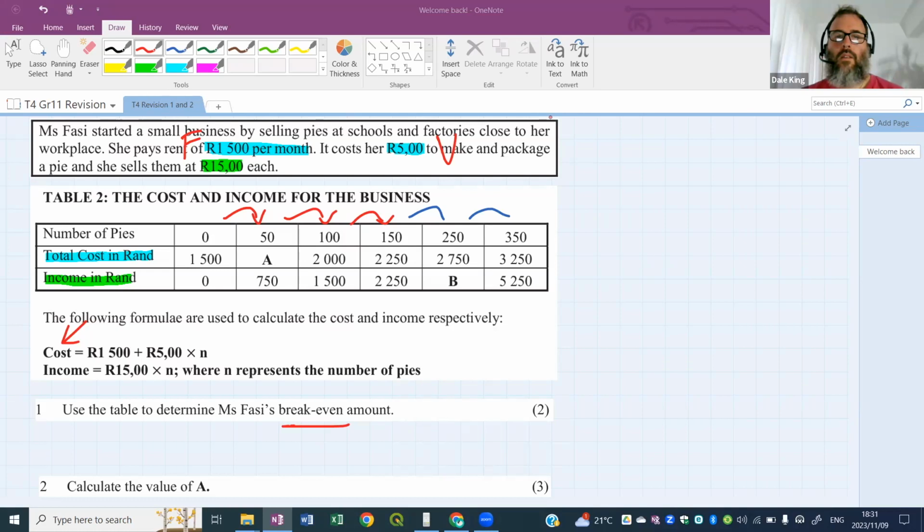Hi, sir. Hey, how are you? I'm great, and you? Good, thanks. Break-even point is where the expenditure and the income are equal.